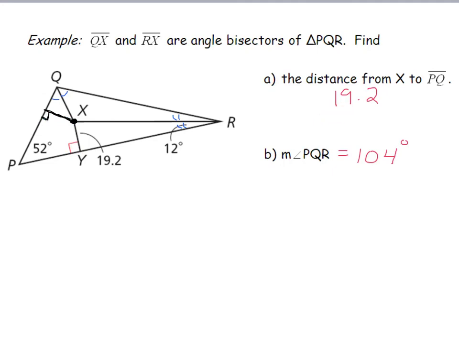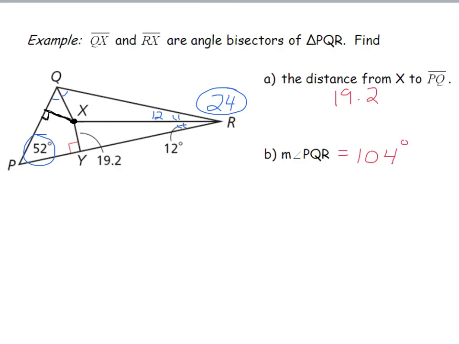For part B, we have to really look at what the angles are. So I noticed here that angle R was split into two congruent angles. So one of them is 12 degrees. That means the other one would be 12 degrees. So if the other angle here is 12 degrees, that means the whole entire angle at R is 24. The whole entire angle at P is 52.